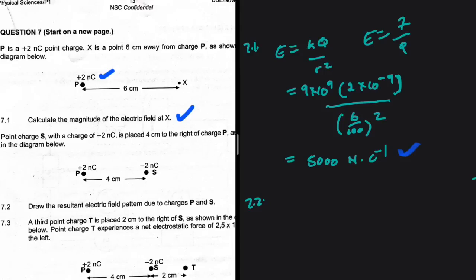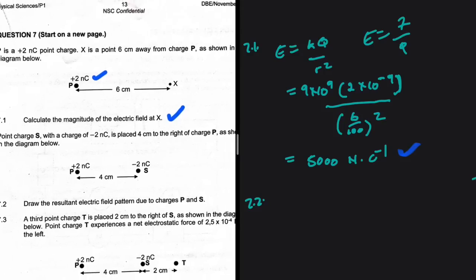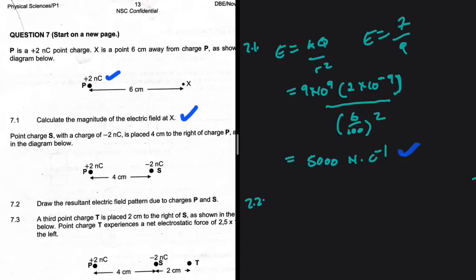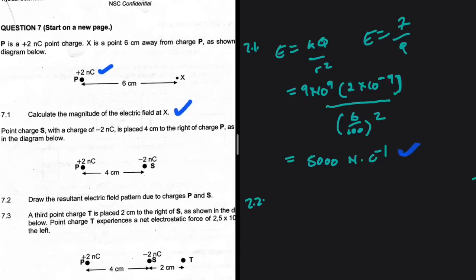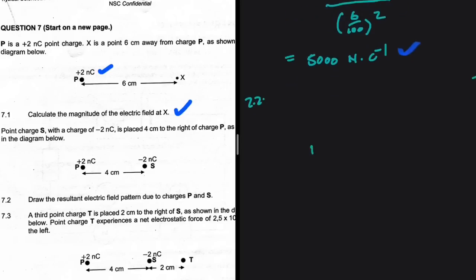Point S with a charge of minus 2 nanocoulomb is placed 4 centimeters to the right of charge P, as shown in the diagram below. Draw a resultant electric field pattern due to charges P and S. Okay, so P is positive, S is negative. Okay, so they will attract. So what are we expecting?